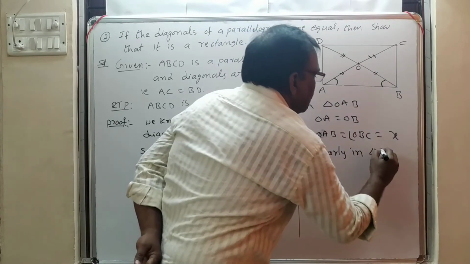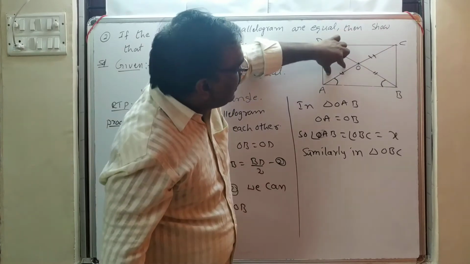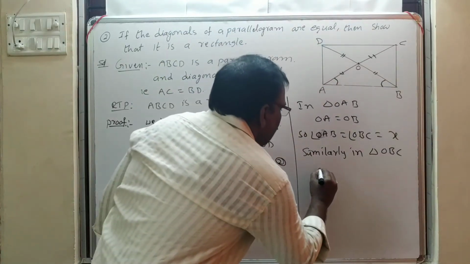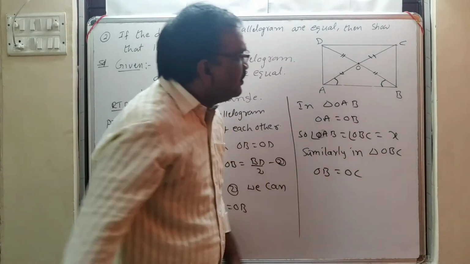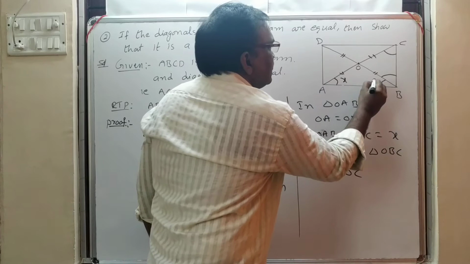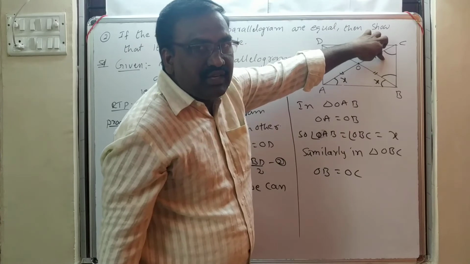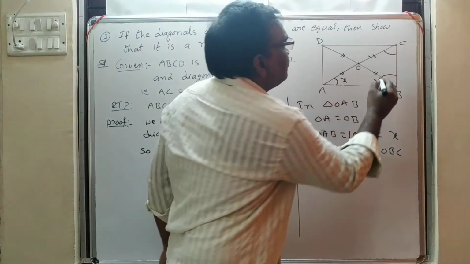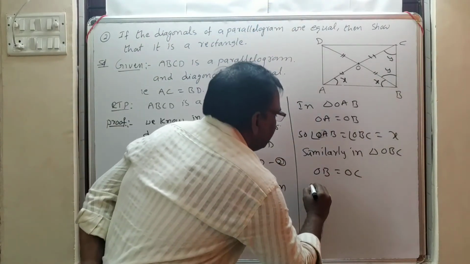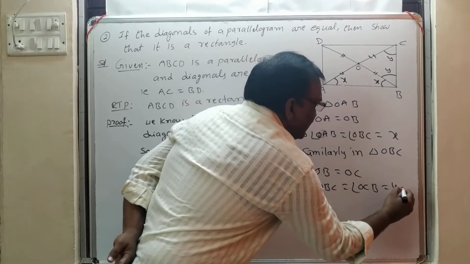Similarly, in triangle OBC, OB is equal to OC. Why? Already OA is equal to OB and OA is equal to OC, so OB is also equal to OC. What are the opposite angles? This is x, this is x. Equal sides have equal opposite angles, so this angle is equal to this angle. Let it be some y. So OB is equal to OC, then angle OBC is equal to angle OCB, some y.